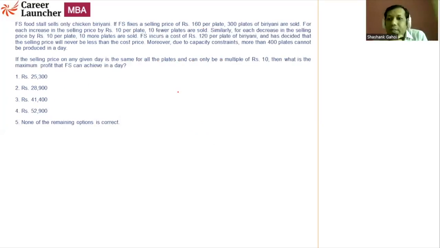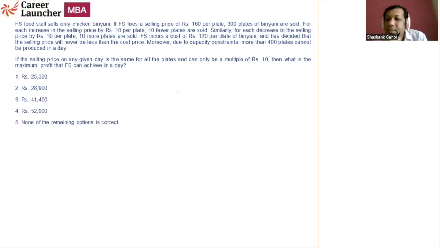Let's start this set. What does this question say? It says that FS food stall sells only chicken biryani. If FS fixes the selling price at 160 per plate, then 300 plates are sold. Fair enough. For each price increase of 10 rupees, the quantity decreases by 10. If the price decreases by 10, the quantity increases by 10. Okay. And whatever he is doing, that is in multiples of 10.